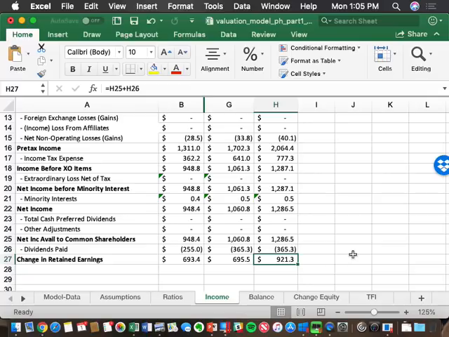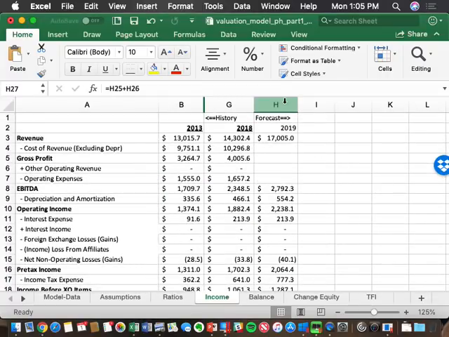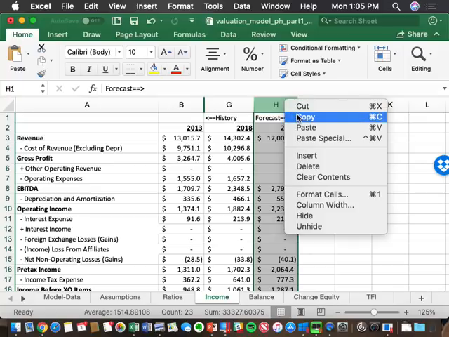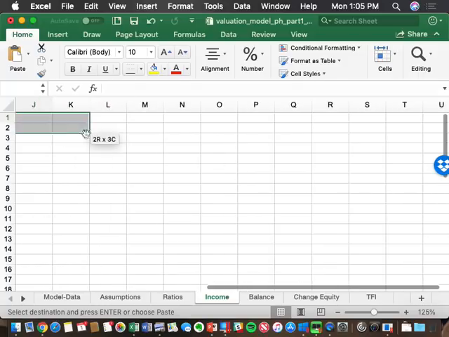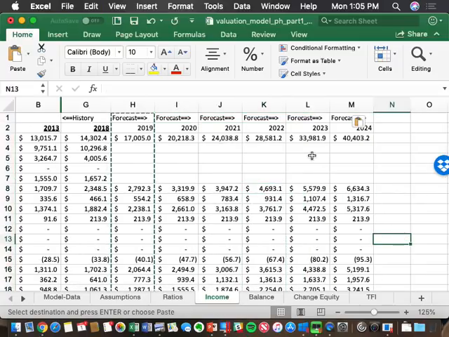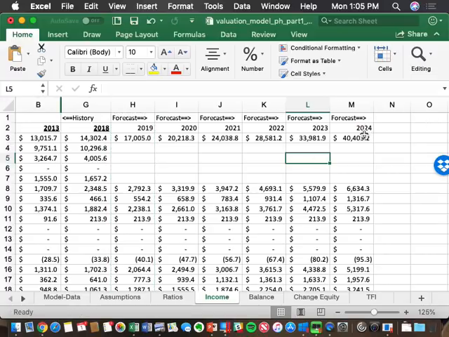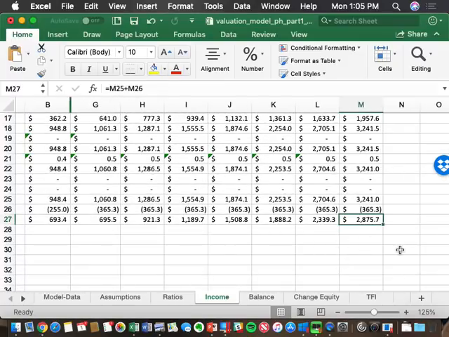Okay, so very quickly, based on the ratios and a few more assumptions, we have created a forecasted income statement for 2019. Take column 19, copy it, paste it over to column M, as in Mary, and you should now have a forecasted income statement that goes through 2024. And if you want to check your numbers, 2024 revenue should be 40,403.2 and change in retained earnings 2875.7. Those are the numbers that you should be matching.